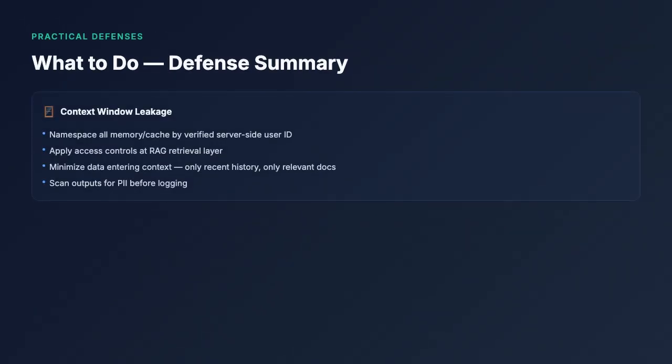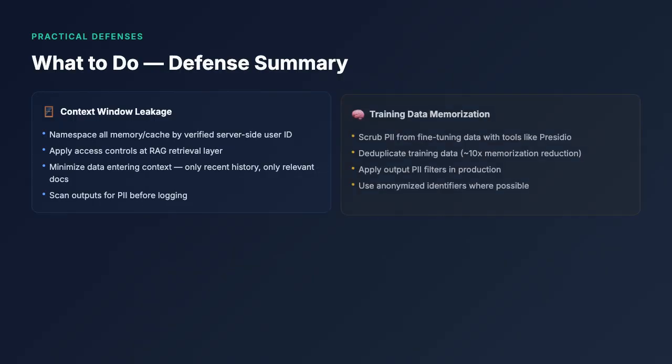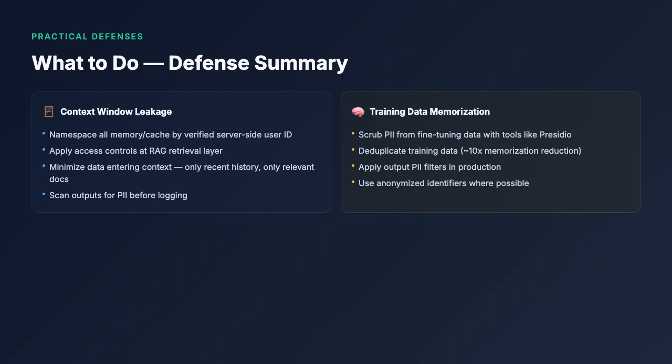For context window leakage, namespace all memory and cache by verified server-side user ID. Apply access controls at the RAG retrieval layer, minimize data entering context, and scan outputs for PII before logging. For training data memorization, scrub PII from fine-tuning data with tools like Presidio. Deduplicate training data, reducing memorization by approximately 10 times. Apply output PII filters in production, and use anonymized identifiers where possible.